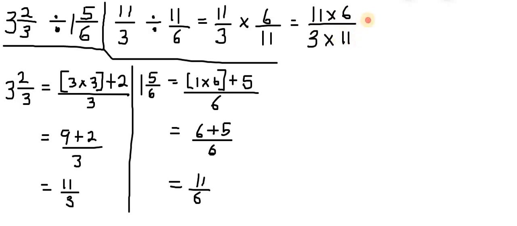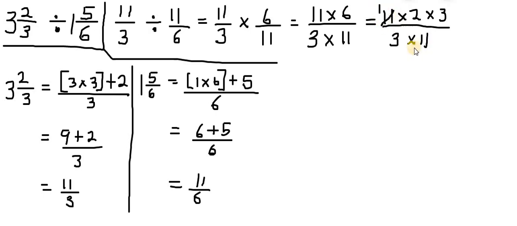Now at the top, there's only one number that's not prime, and that's 6. So we break that down as 2 times 3 as a product of prime factors. At the bottom, 3 and 11 are both prime numbers. There's no breakdown there. At the top, there are 2 factors. Let's start with 11. So there's an 11 at the top and the bottom.